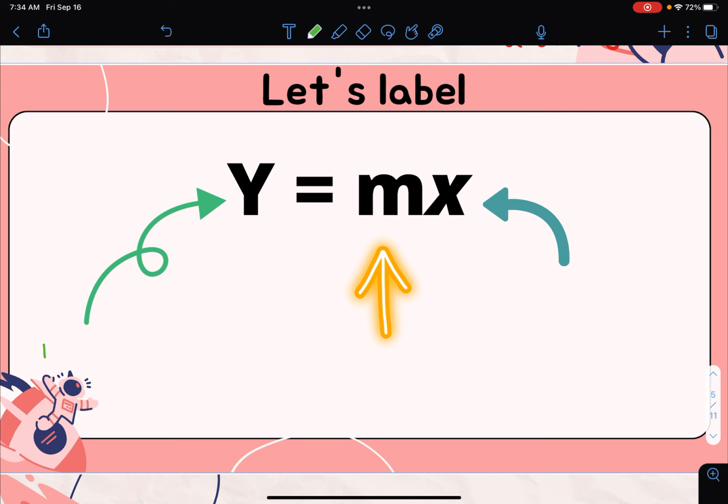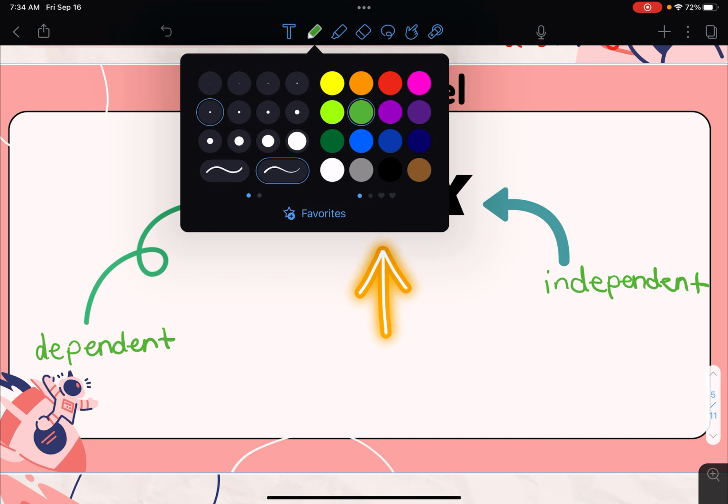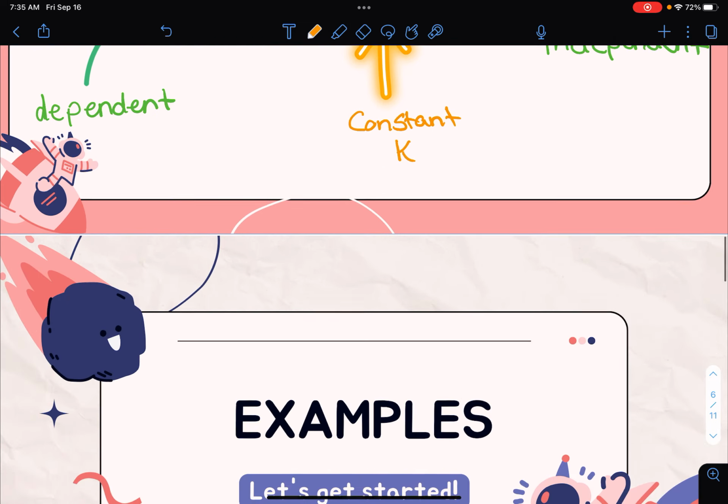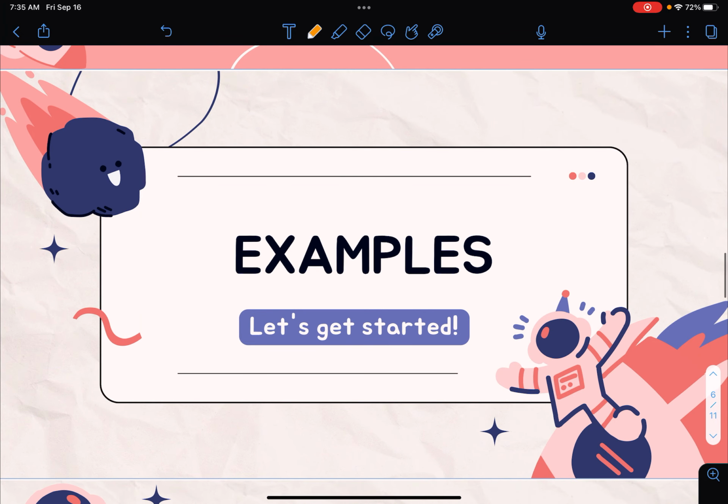Sorry, not independent. Dependent. Because it depends on the x. So the x is your independent, meaning the x does not depend on anything. And then last but not least, you have your m, which is your constant. Okay? And remember, it can also be referred to as your k. If you need to pause the video to finish copying, go ahead and pause it. If not, continue. So we're going to go ahead and move on to our example.